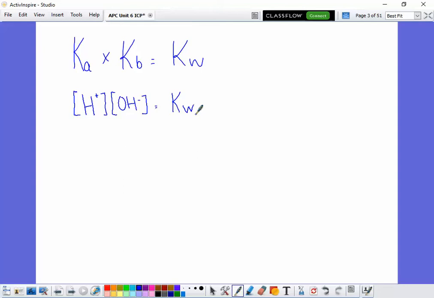Now, is there a relationship between pH and pOH? Yes. Yeah, what is it? pH plus pOH equals 14. All right, so can we derive the relationship between pKa and pKb from the given formulas? If H plus times OH minus equals Kw, and Ka times Kb equals Kw, and pH plus pOH equals 14, therefore pKa plus pKb equals 14.